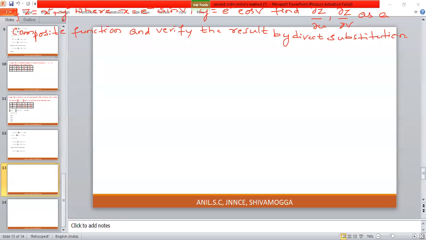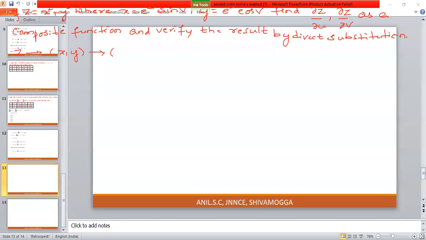Two derivatives are to be determined, del z by del u and del z by del v. How is this z defined? Z is function of two variables, x and y. Z is equal to x square plus y square. Therefore, it is a function of two variables, x and y.